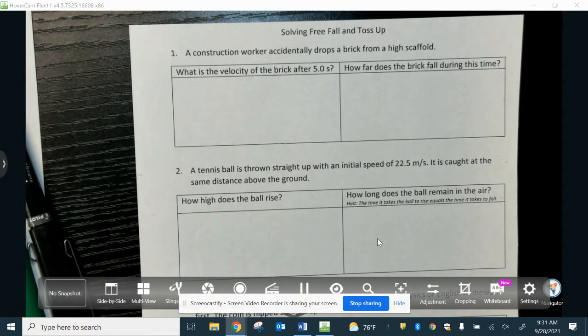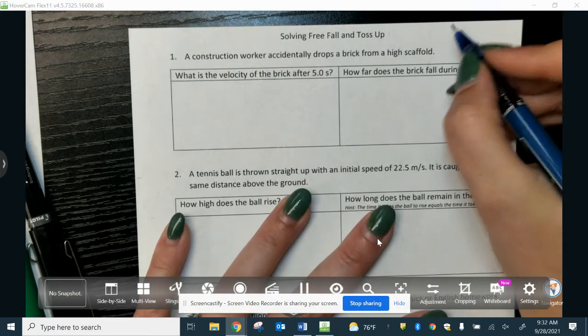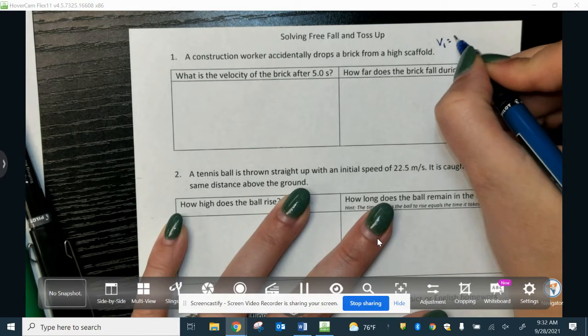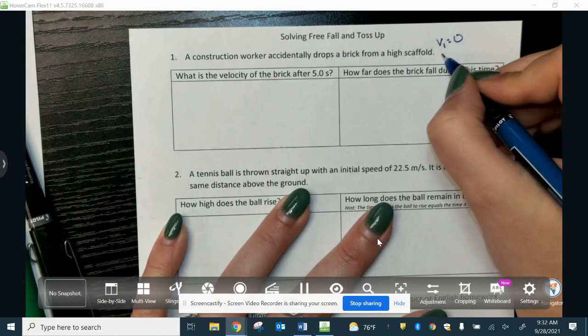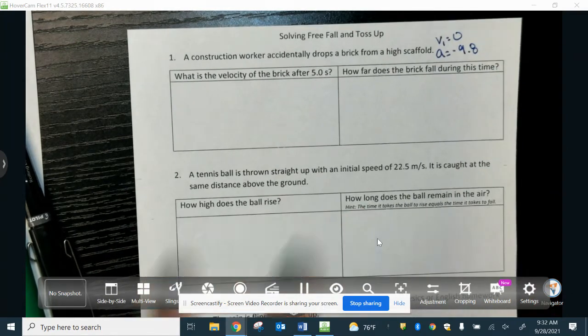All right, on our notes today, it says a construction worker accidentally drops a brick from a high scaffold. What's the velocity of the brick after 5 seconds? So this is a drop problem. Because it's dropped, I know that my initial velocity is 0. I know that my acceleration is due to gravity, which is 9.8 meters per second squared.